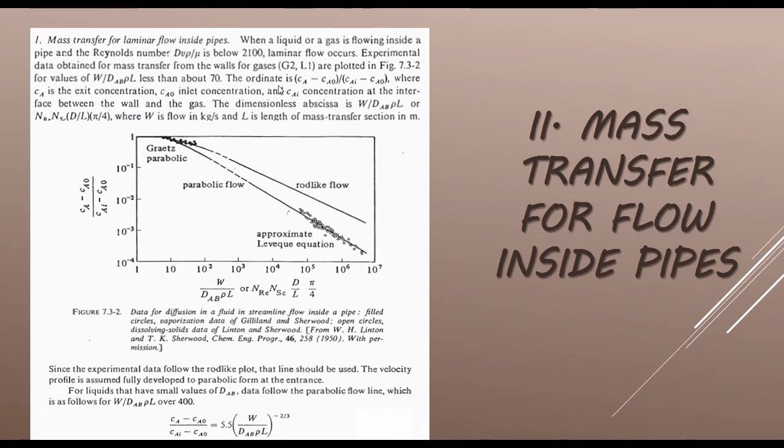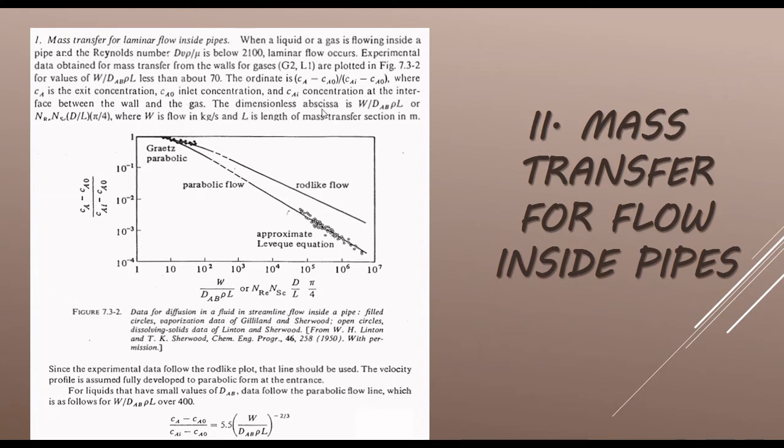The ordinate in this particular figure, that's the Y ordinate, is C_A minus C_A0 over C_Ai minus C_A0, where C_A is the exit concentration of the gas, C_A0 is the inlet concentration, and C_Ai, take note, is the concentration at the interface, and that's between the wall and the gas. So the interface of mass transfer, that is.